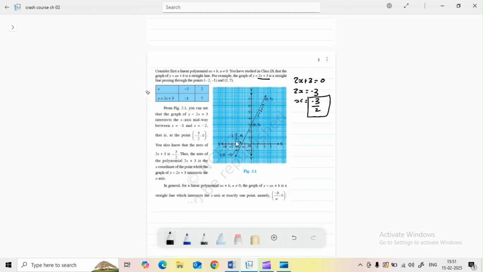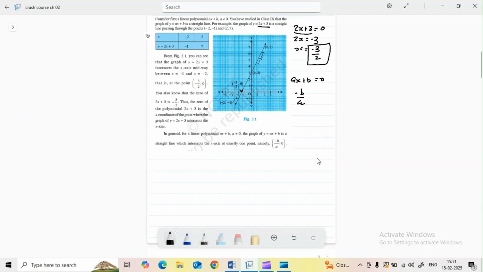At the value where y is 0, the line intersects the x-axis. So over here you can see that at minus 3 by 2, the line intersects at that x value, right? So it is called the zero of the polynomial. Zero of a polynomial is nothing but the value where the equation is satisfied with value 0. So in a linear equation ax plus b is equal to 0, the zero of the polynomial is generally denoted as minus b by a.